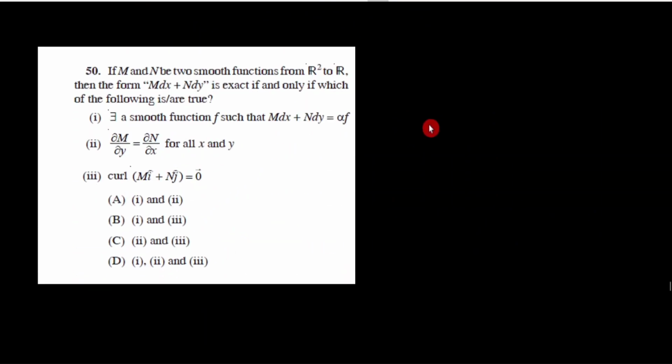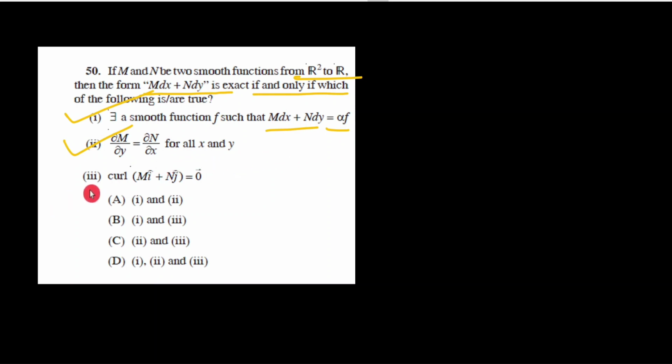This is a statement based question. Basically the question says that if m and n are two smooth functions from R2 to R, then the form m dx plus n dy is exact if and only if which of the following is true. There is a smooth function f such that m dx plus n dy equal to alpha. Yes, this is a correct option. Del m del y equal to del n del x. Yes, this is also a correct option, since for exact we check whether del m del y equal to del n del x. So this is also a correct option.